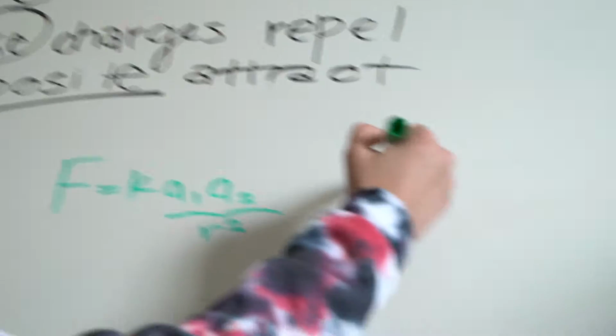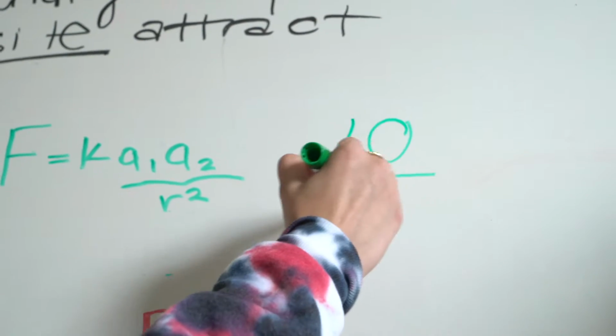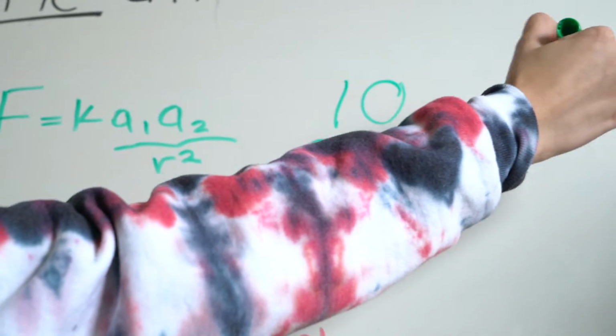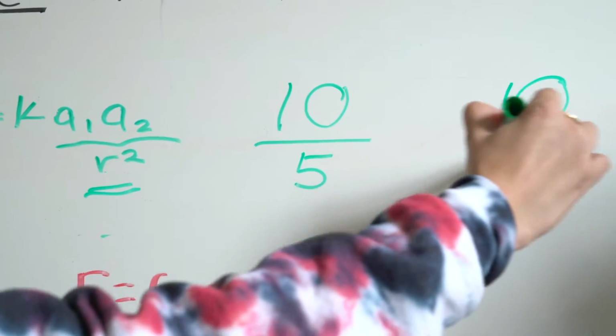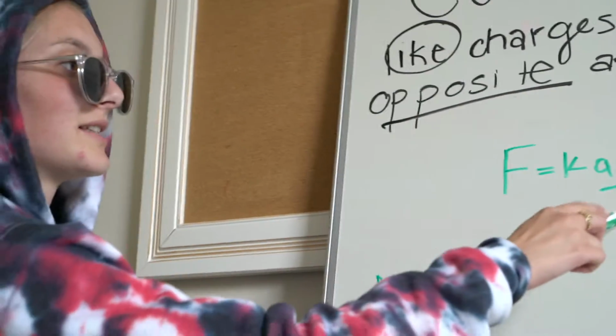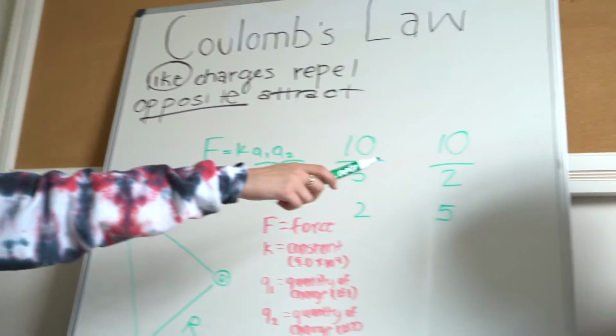Can you give me an example? Of course. If you take 10 and divide it by 5, you're going to get 2. But if you take 10 and make this number smaller, you're going to get 5. Therefore, when the radius is a smaller number, you're going to get a bigger force.